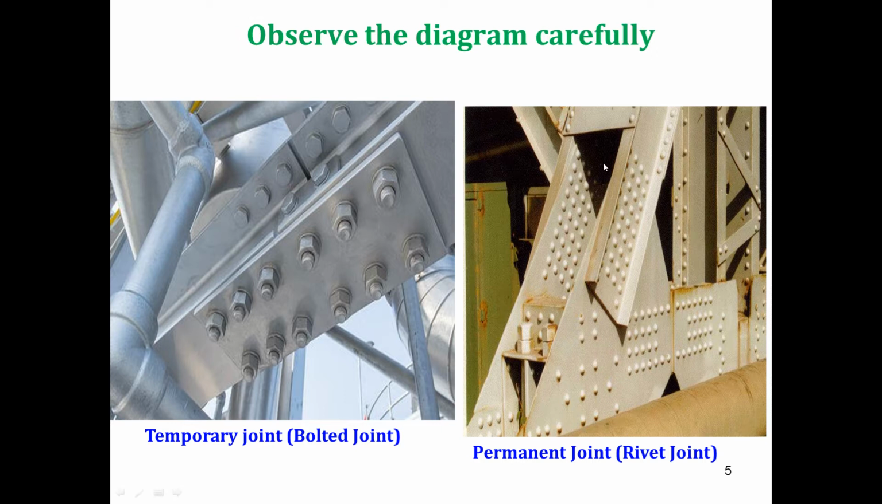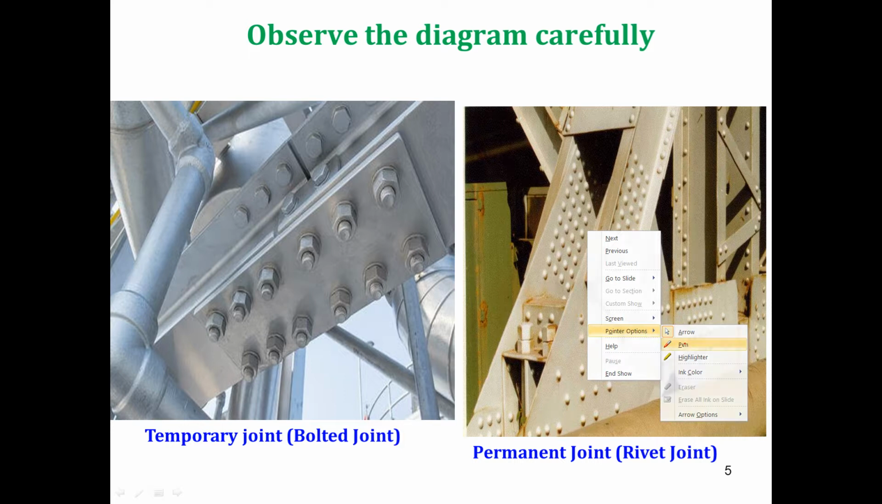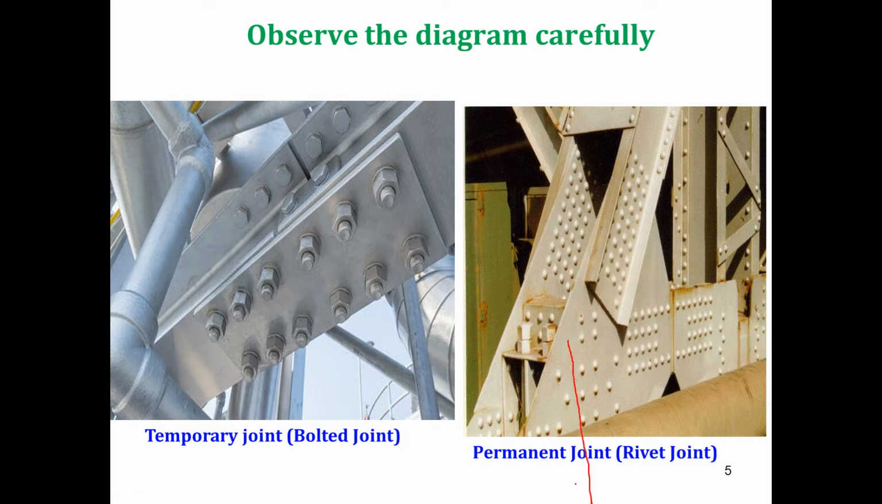So if I see the second diagram, say this is my plate A, and this is my plate B. So I am joining plate A with plate B by rivet. So I can say that this is nothing but a rivet joint. And I will tell you that in your day to day life, you have seen this rivet joint somewhere.